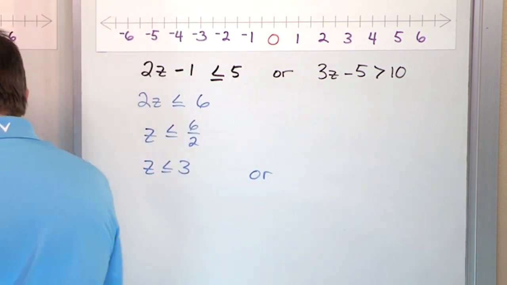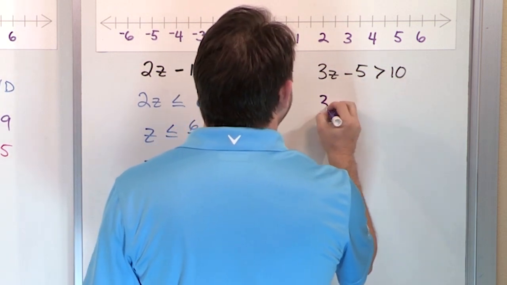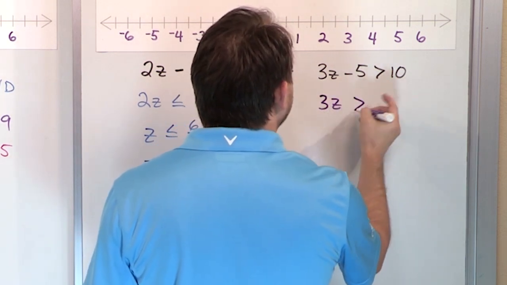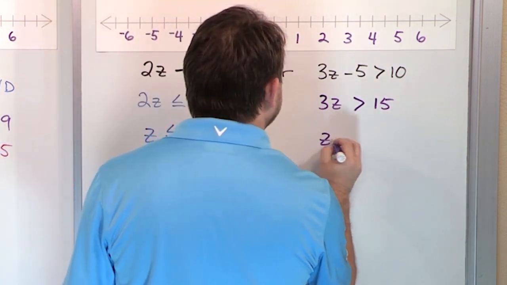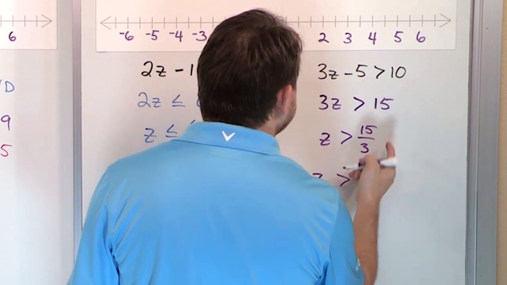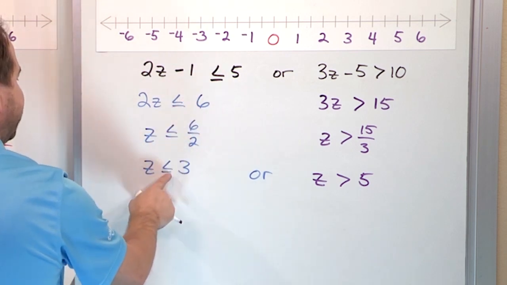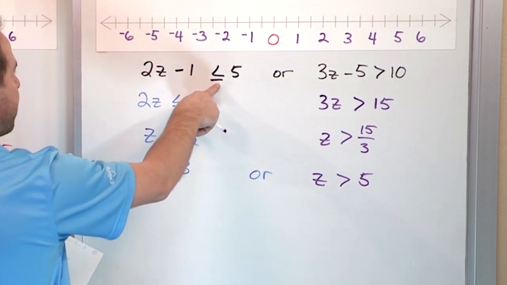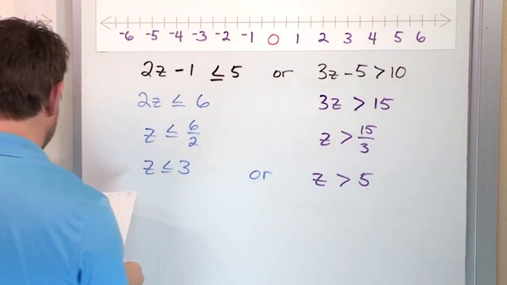And then we'll switch colors, and we will solve the right-hand inequality by moving the 5. So we get 3z. We'll add 5 here and get 15. And then to get z by itself, we'll divide by 3. So 15 over 3. So z will be greater than, 15 divided by 3 is 5. Here you have a less than or equal to sign because it comes from the problem statement, and here you just have a greater than sign in the answer because that's what comes from the problem statement.